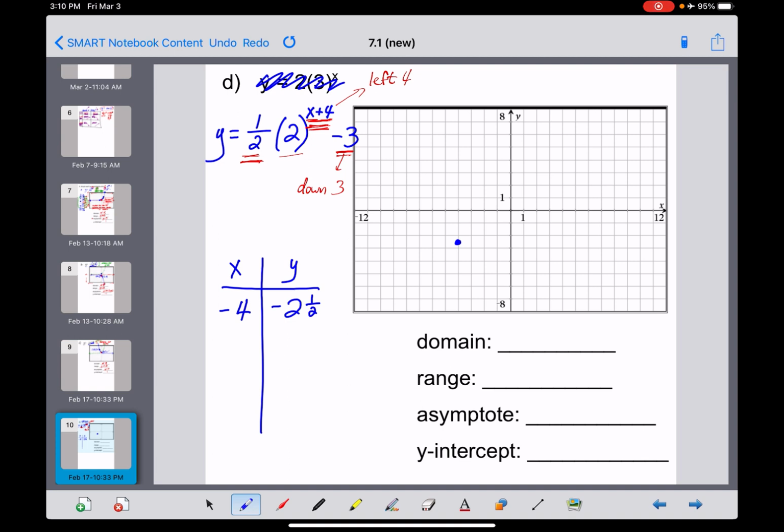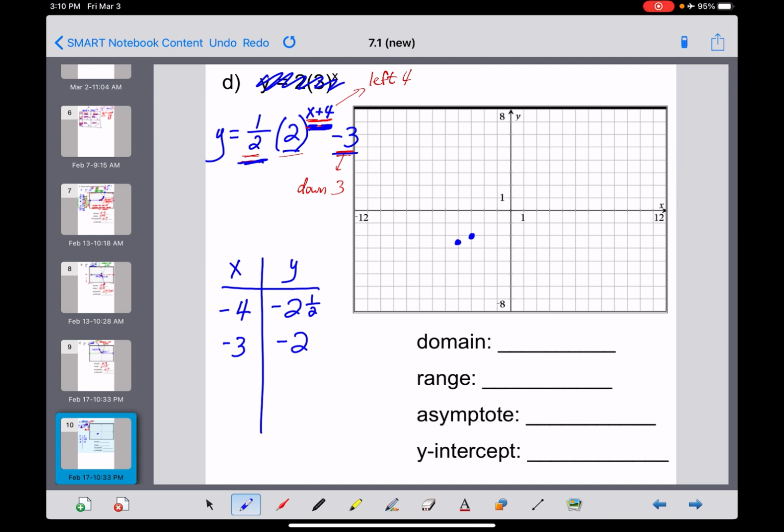I'm going to pick maybe 2 more. How about negative 3? Let's see what happens there. Negative 3 plus 4 is 1. 2 to the first power is 2. Half of 2 is 1, and 1 minus 3 is negative 2. So we're at negative 3, negative 2 right over there. Okay, that's kind of interesting.